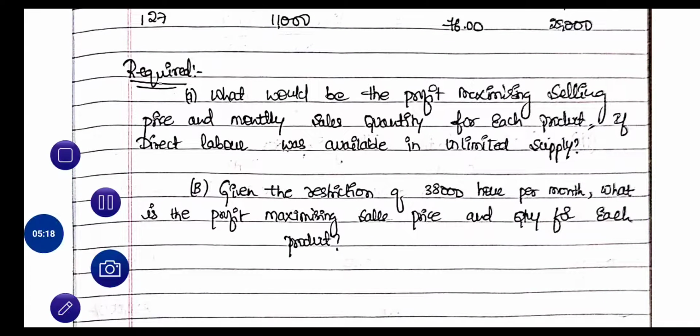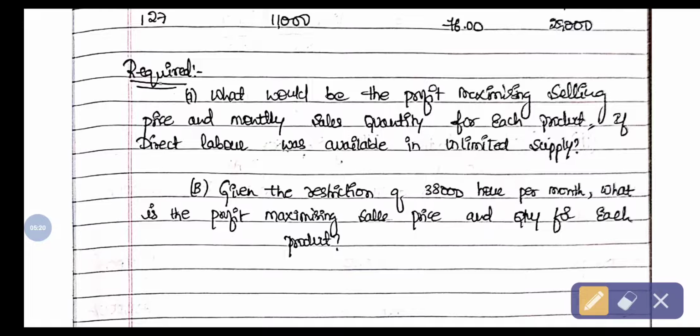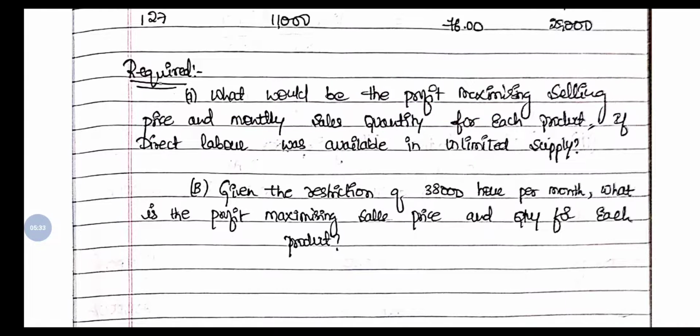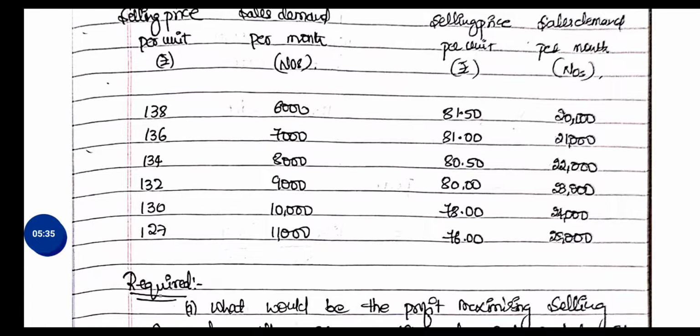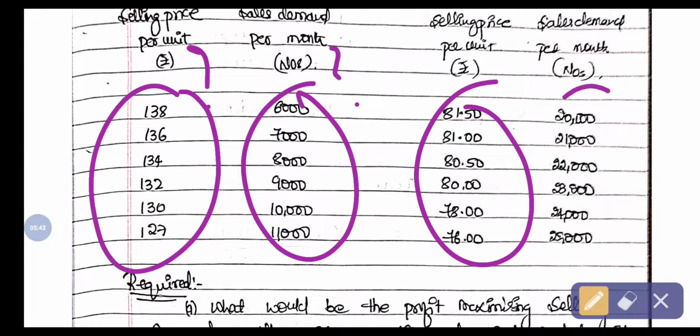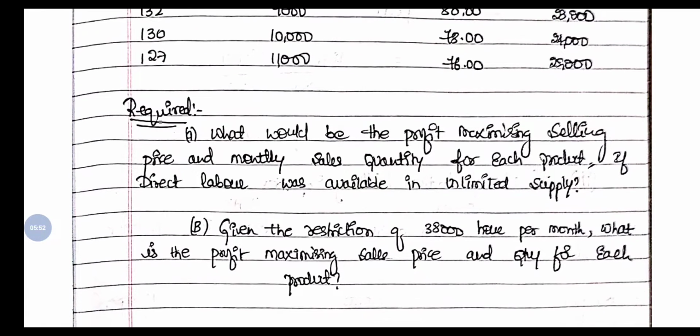So what we are required to do is, what would be the profit maximizing selling price? What is the selling price which will give us the highest or maximized profit, and what should be the monthly sales quantity? What should be the selling price and what should be the sales quantity? From this, which one will you suggest that should give the highest profit maximization? So that is the first thing.